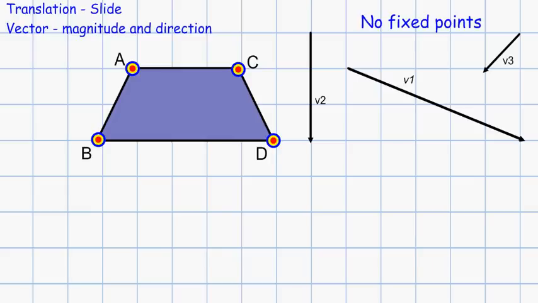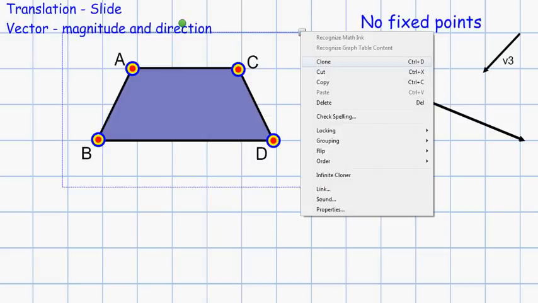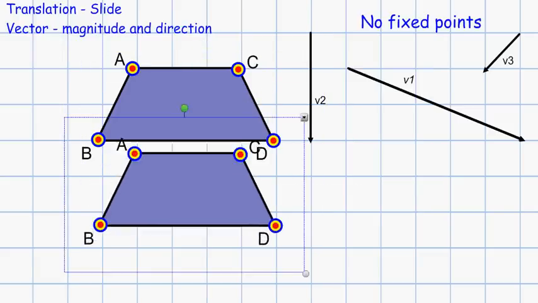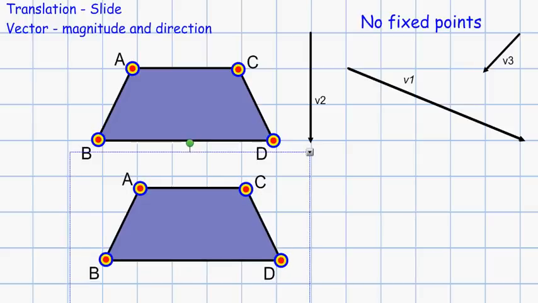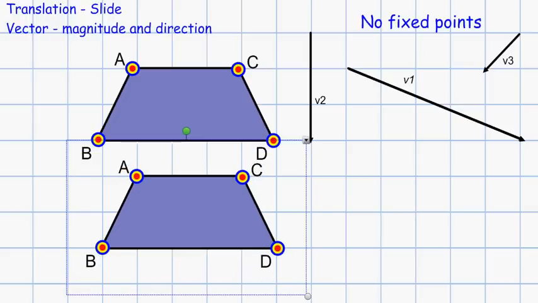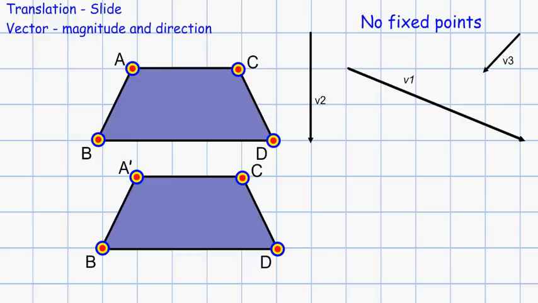v2 says move the object down 3 spaces. So if I were to use v2 to translate my object, I would move A down 3 spaces to get A prime. I would move C down 3 spaces to get C prime, and D and B also to get those.